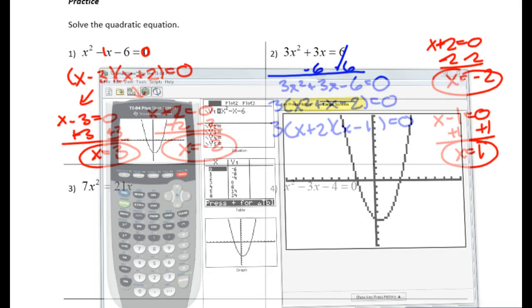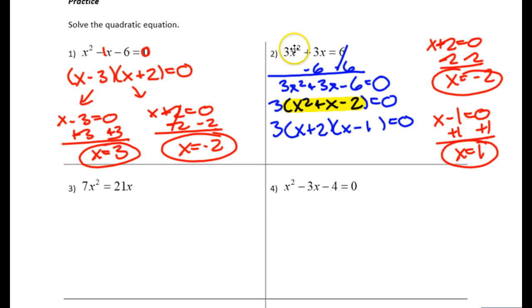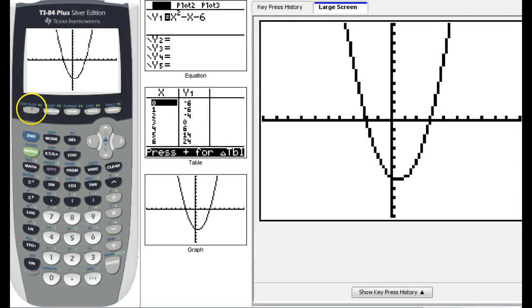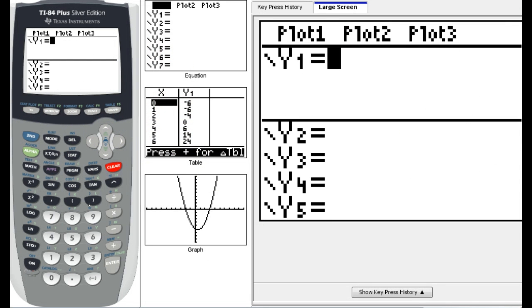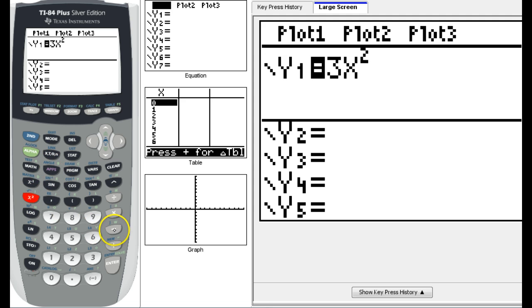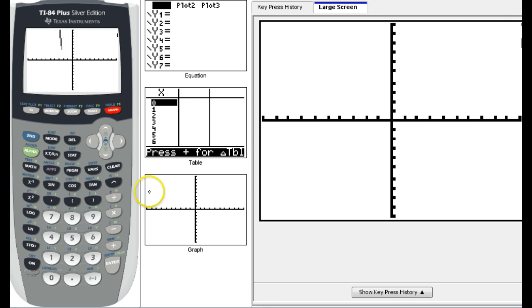All right? The next one. Now, the next one, I can't type it in like this. I've got to type it in like this, because technically the 0 is where the y is. Alright, so if I type in this on the equation, so let me go back here, let me clear this out. So now this one said 3x squared plus 3x minus 6. I'm going to graph that one. And it's okay that the 3's there, okay? It means the same thing.